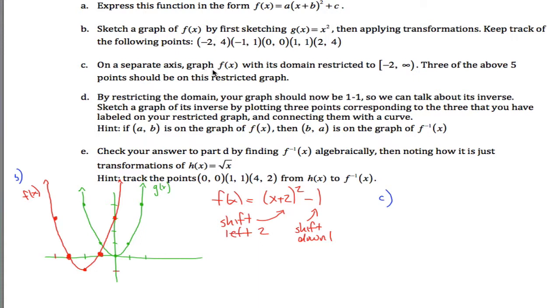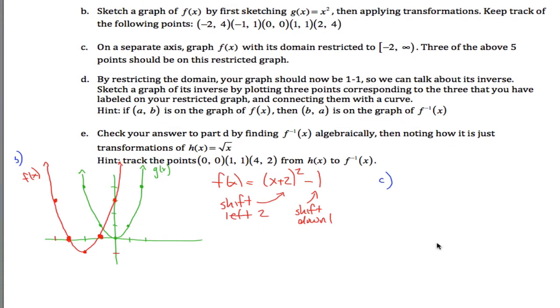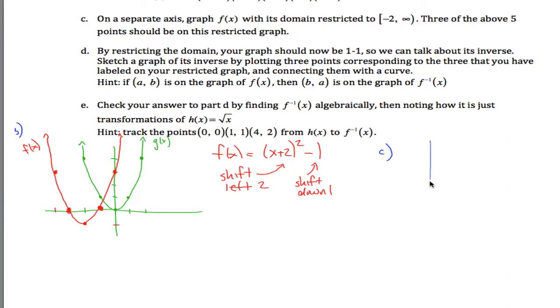On a separate axis, graph f of x with its domain restricted to negative 2 to infinity. What that's saying is copy that thing I just made, except stop the domain right here. Stop the x values right here. So this half of the parabola is gone now. Just keep the rest of them. I got this point, and 1, 2, 3, this point right here. So if I'm just graphing the right hand side, if I've restricted the domain, I end up with something like this.